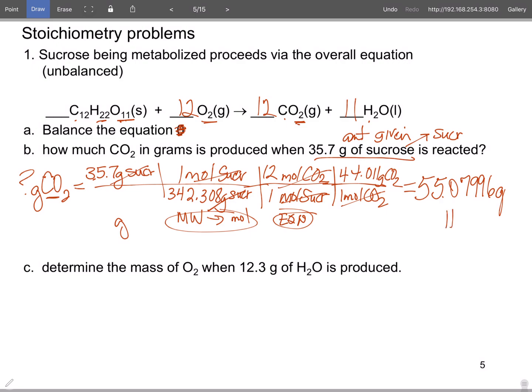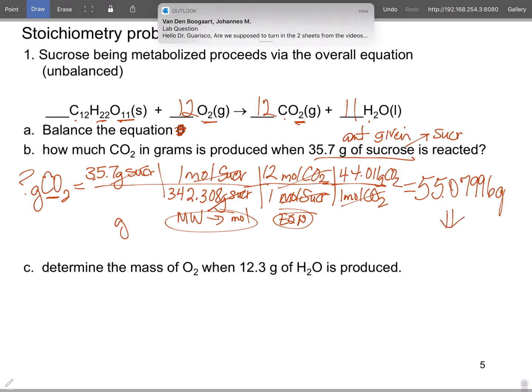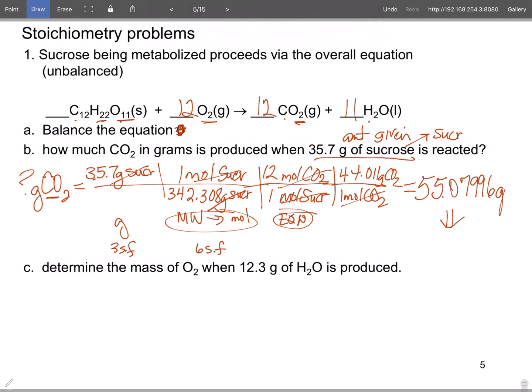But we got to look at our significant figures. Well, if we go back, this is 3 significant figures. This is lots, or 6. Okay, this is moles out of the equation, so that's infinitely many, and we're at 5 significant figures. So we're going to report it in the least number of significant figures for the math. So it's 55.1 grams of CO2 generated. Okay, because we don't worry about significant figures until we get to the end.